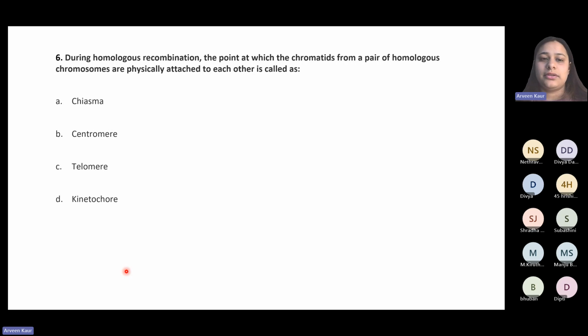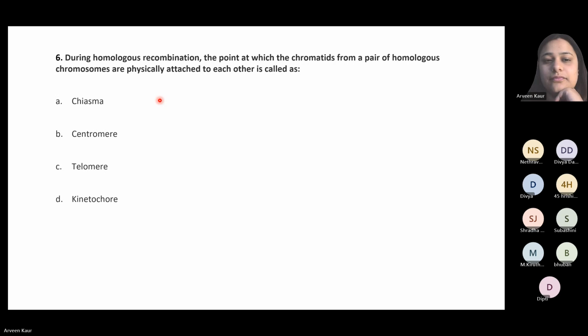So think about this question. Multiple of the options are actually points of attachment, but over here, what has been asked is which point of attachment occurs during homologous recombination. Okay, so I think we can discuss the answer.